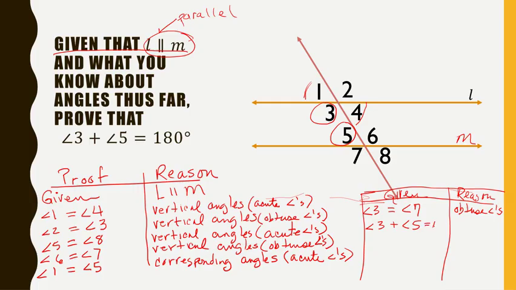So therefore, angle 3 plus angle 5 equals 180 because we have an acute plus obtuse angle equals 180. That's a long proof, but that's how I would do it. Okay? That's how we do a proof. We have to give reasons why we think that angle 3 and angle 5 are going to add up to be 180.